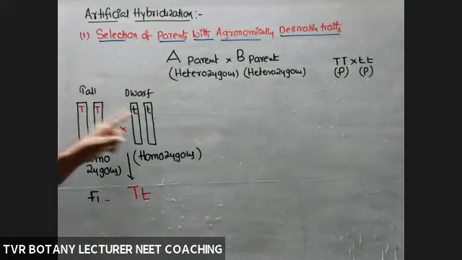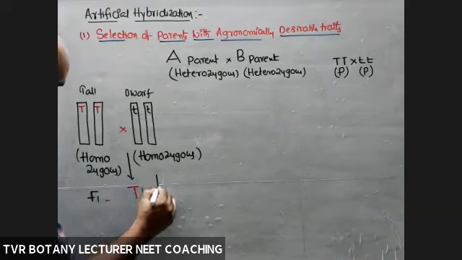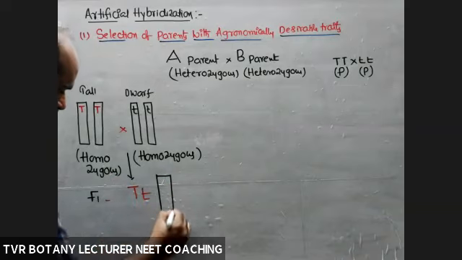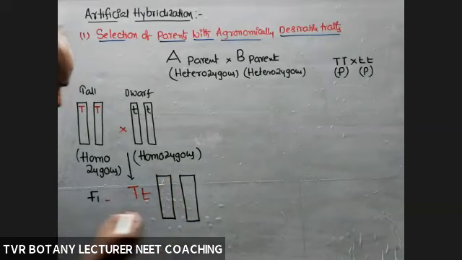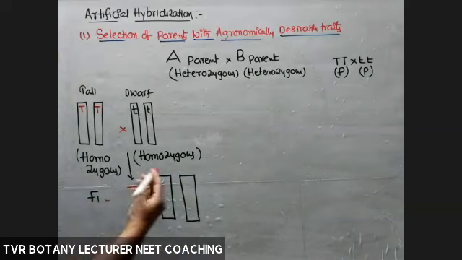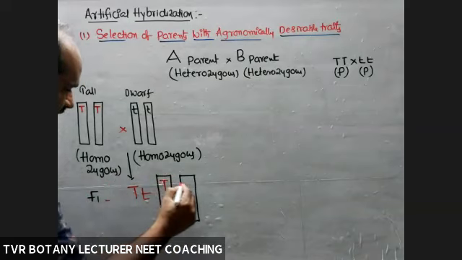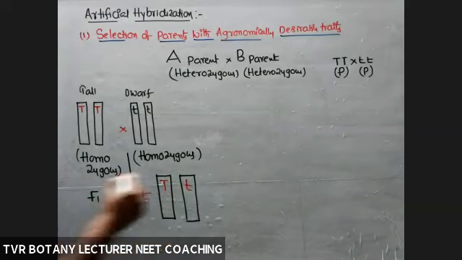So homozygous, homozygous. And what about F1? F1 is heterozygous. Homologous chromosomes. Here it is a capital T. Here it is a small t. This is called a heterozygous condition.